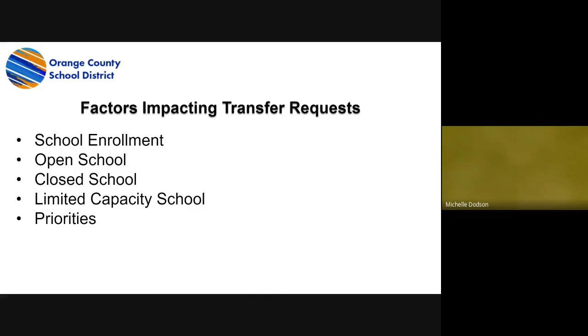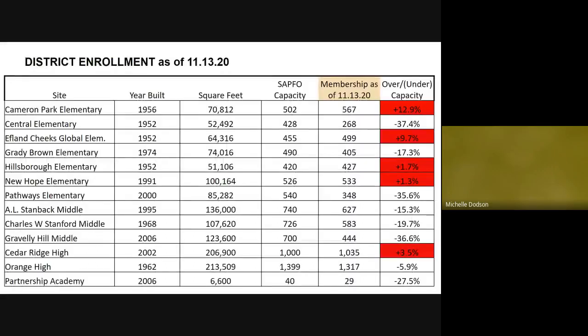There are several factors that impact transfer requests: school enrollment, whether a school is deemed by the board open, closed, or limited, and a list of priorities for placement. And to guide our decisions on open and closed schools and transfer requests, we look at enrollment data as of November, this last November, and this is data that was submitted to the county.